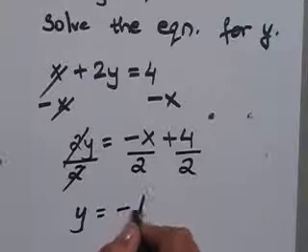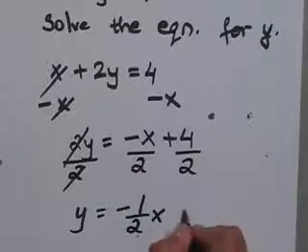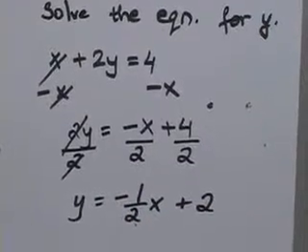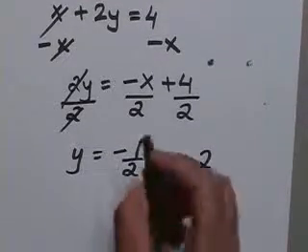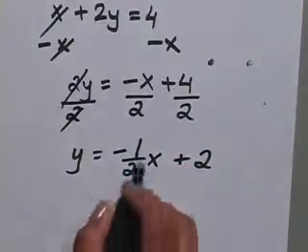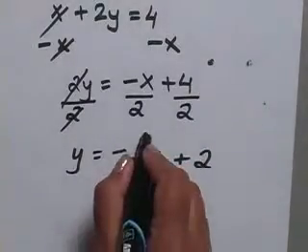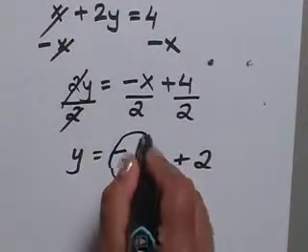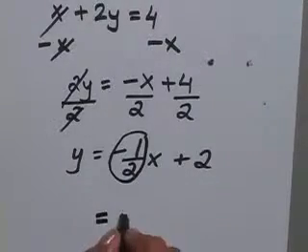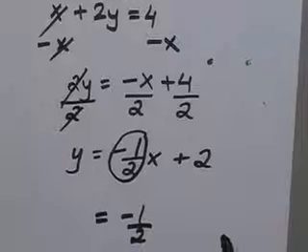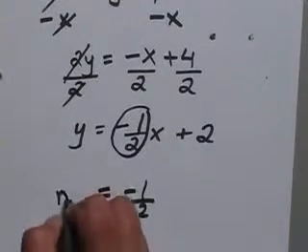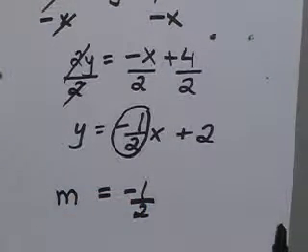And that gives you y equals negative 1/2 x plus 2. Now if you look at the coefficient on x, the coefficient on x is negative 1/2, and that represents the slope of this given line. That will be your slope for the line x plus 2y equals 4.